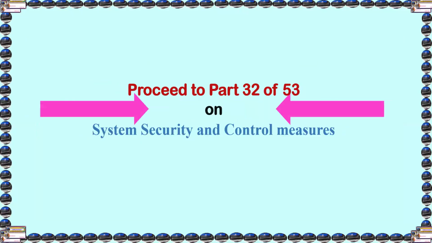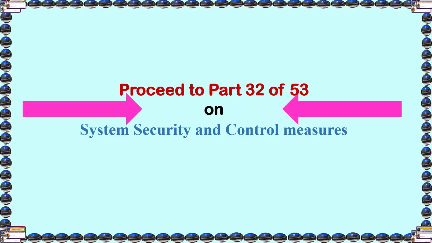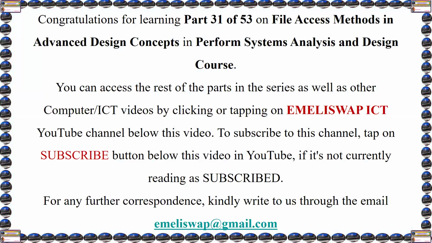And with that, my dear students and the rest of the learners, we have come to the end of part 1 of the series. You can now proceed to part 2 of the series, in which you are going to learn about system security and control measures. Congratulations for learning part 1 of the 3, on file access methods in advanced database design concepts, in the perform system analysis and design course.